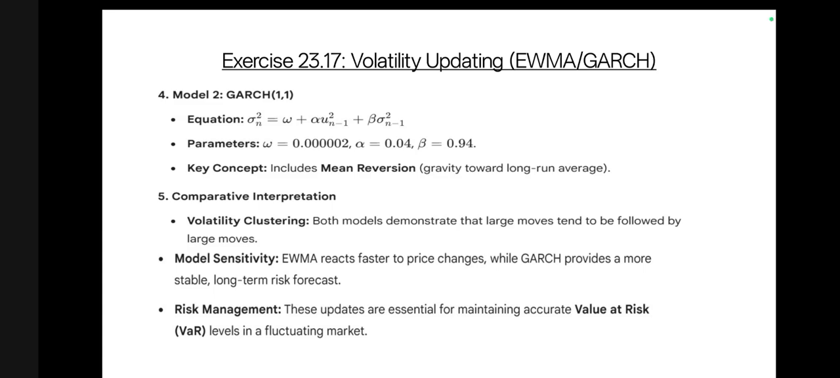The main takeaways are volatility clustering, model sensitivity, and risk management. These exercises demonstrated that effective risk management requires looking beyond simple linear models to account for tail risks, curvature, and evolving market correlations.